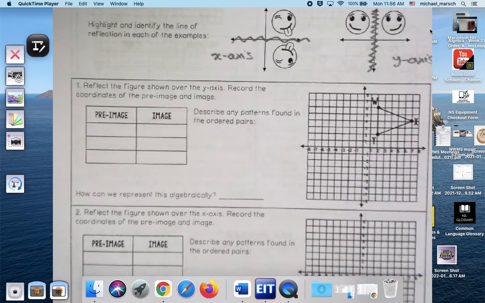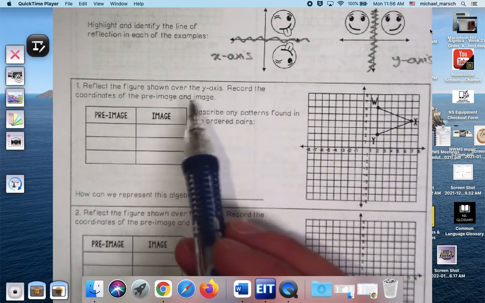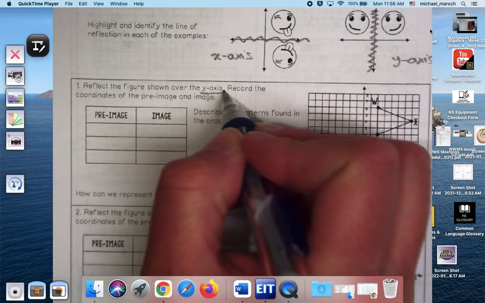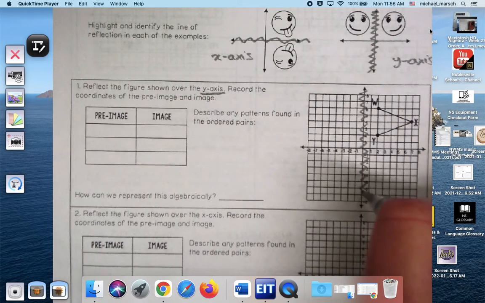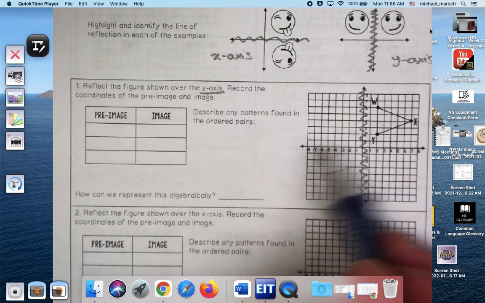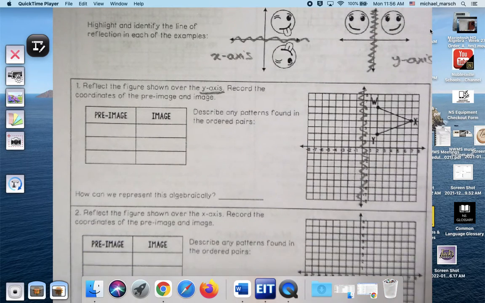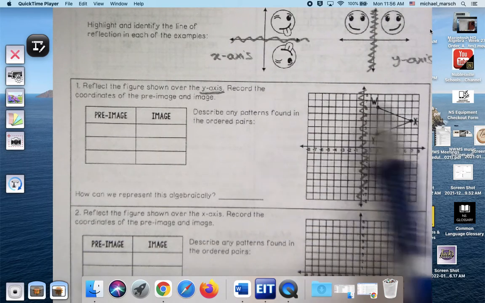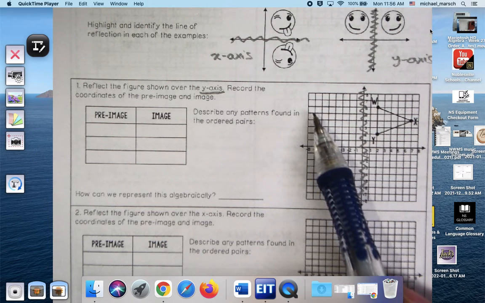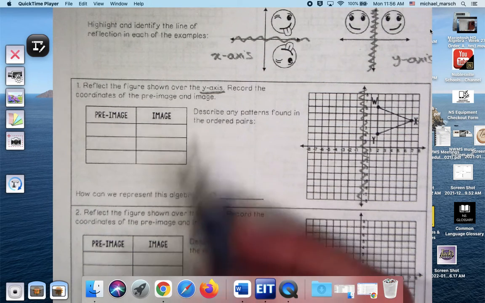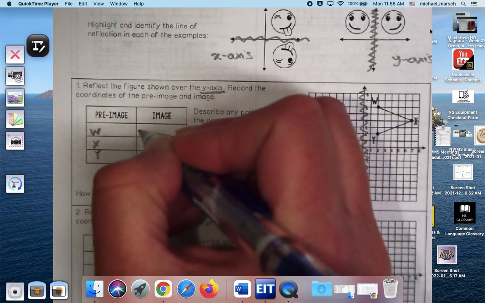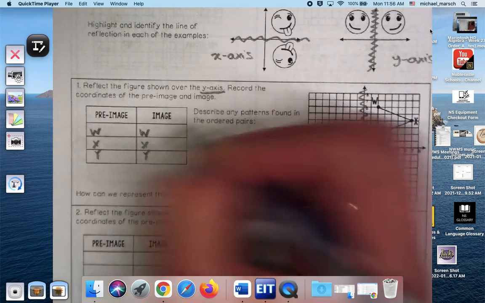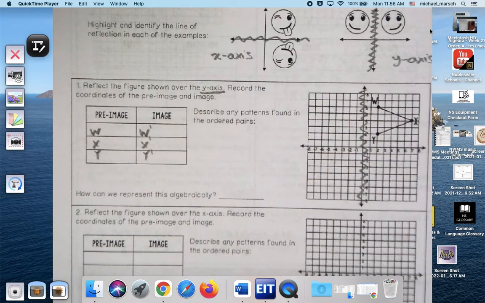Number 1 says reflect the figure over the y-axis. So let's go ahead and draw our line of reflection here. We know that we're flipping to the left, right, and not down. We're going from quadrant 1 to quadrant 2. So we're going to do our ordered pairs.